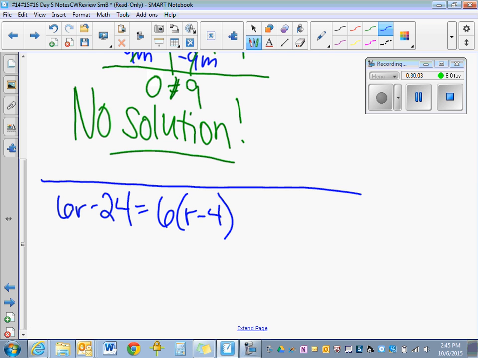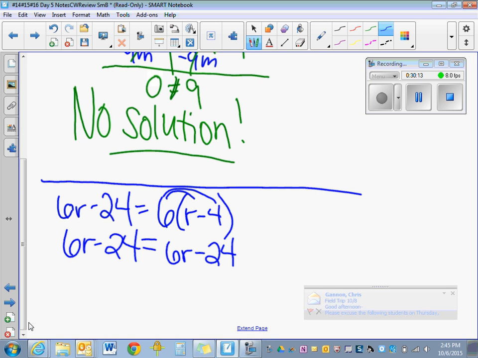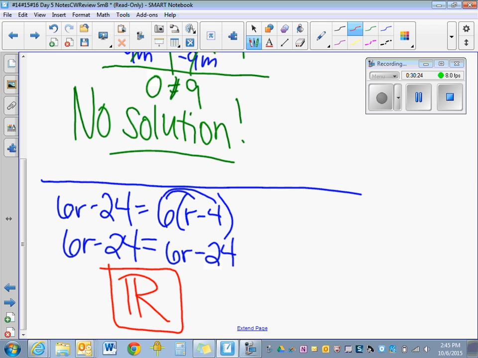Sydney's right, we distribute this to both pieces. So I have 6r minus 24 equals 6r minus 24. Oh look, it's the exact same thing. When it's the same thing, what is our answer? All real numbers. Way to go.